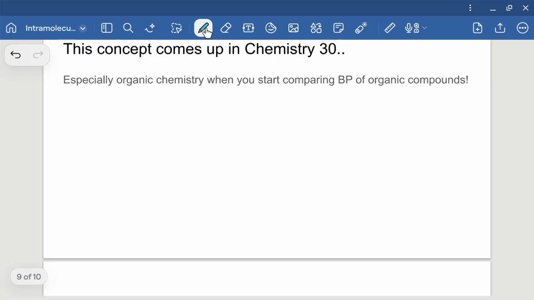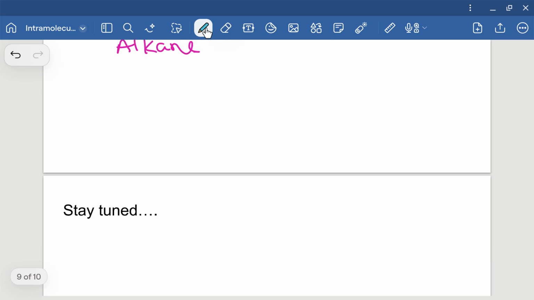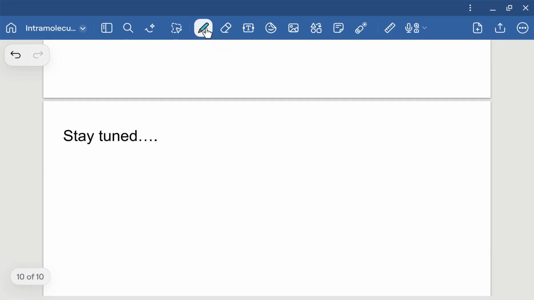So just going on that, this concept will come up further in Chemistry 30, where it appears definitely is in organic chem, especially looking at comparing boiling points of organic compounds. So for instance, because an alcohol has hydrogen bonding, that would mean it also has a dipole, it has LDF. It is going to have a higher boiling point than a simple alkane. So things like that are going to come up in terms of theory. So just being aware of that and what affects your boiling point in terms of those dipoles and hydrogen bonding.